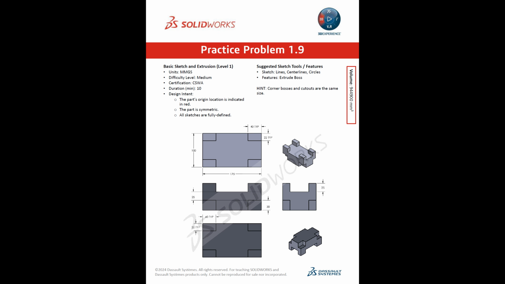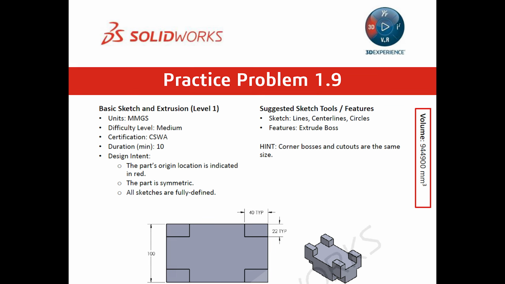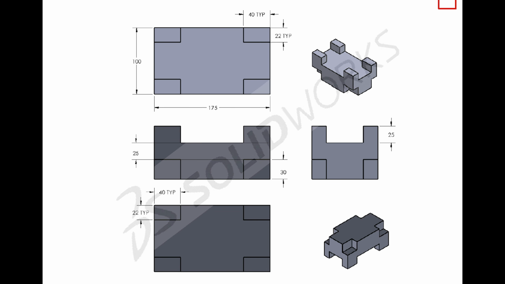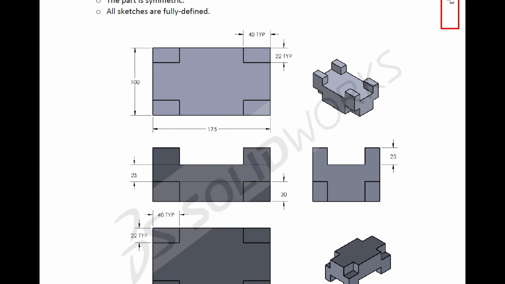This is the practice file published on the official SOLIDWORKS website as practice problem 1.9. In the description section, there are a few important notes that we need to know before we start modeling. The units are millimeters, grams, and seconds. The origin of the part is marked in red. However, unlike usual, I can't see the origin point in this exercise, so it was probably left out by mistake.